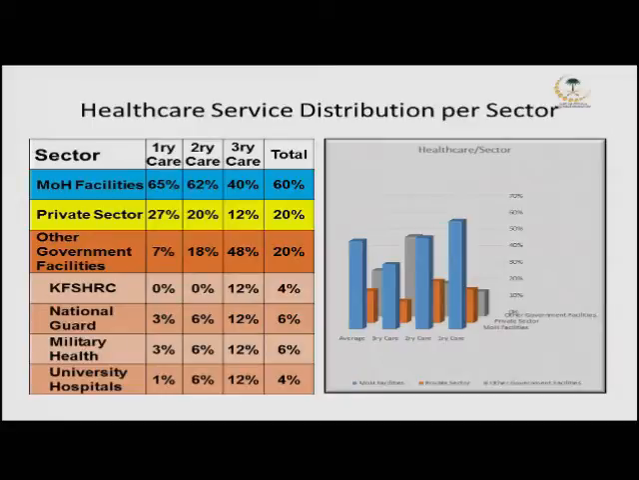Now let's look at the distribution of healthcare per sector. Today, the Ministry of Health and all of its facilities, including the medical cities, provide about 60% of the total healthcare, mainly in primary and secondary, and to some extent in tertiary. The private sector is scattered across the board, again mainly in primary and secondary. It provides about 20% today. And other government sectors provide another 20%. What does that mean? It simply means that there are multiple providers that cannot be guided by the same policy unless that policy is a dominant policy that comes across the board. So how do we build that?